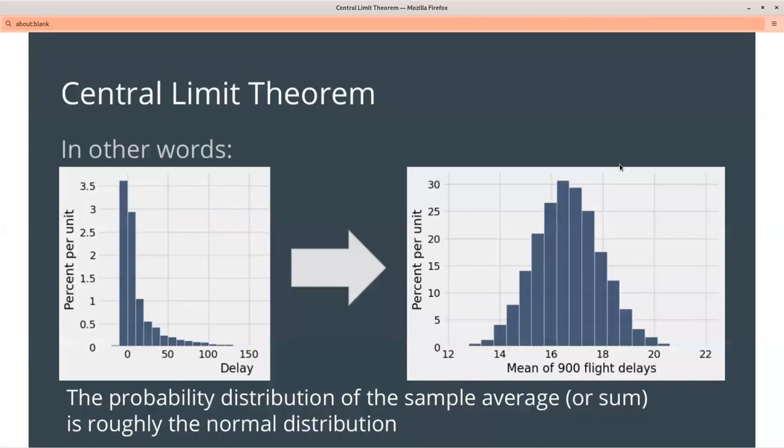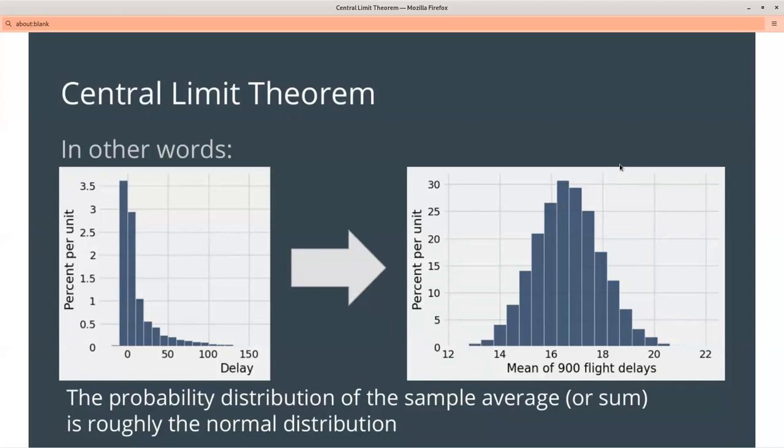But this probability distribution of the sample average or sum is roughly the normal distribution. So in other words, we know what it should look like, and we can make a guess about what it should look like based on knowing what the average is, okay? So we can try to have a distribution if we know it's going to be centered around this number here, right? It was 16, or nearly 17. So we can start to make some guesses about what this distribution is going to look like without necessarily needing to calculate, because of those standard deviation rules, because of the normal distribution rules. We can start to have some idea of what this should look like before we actually do the work. Does that make sense?